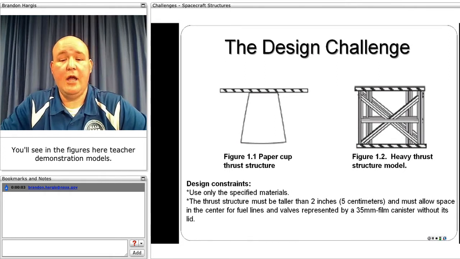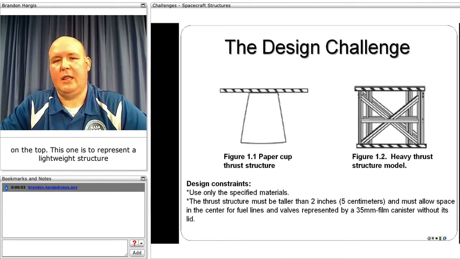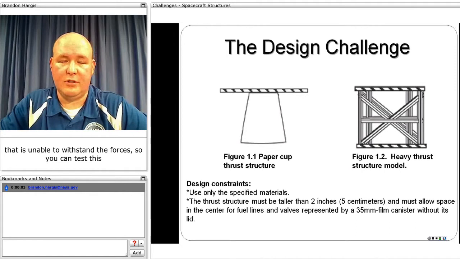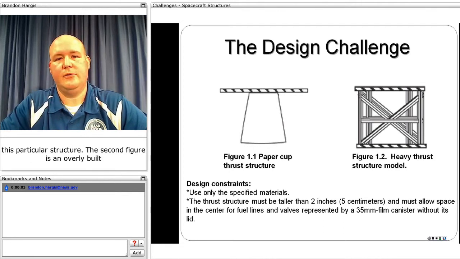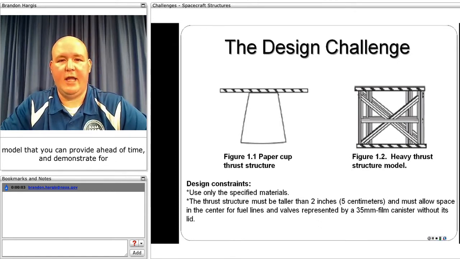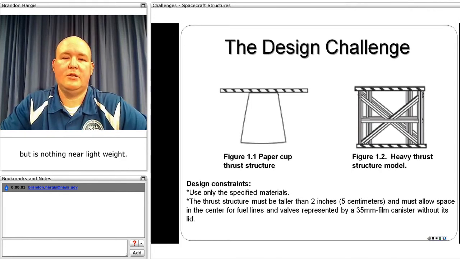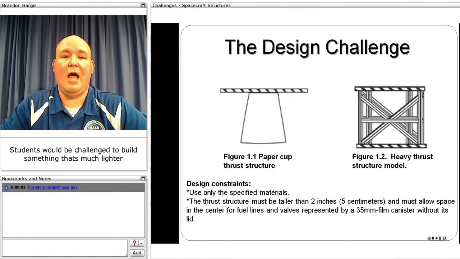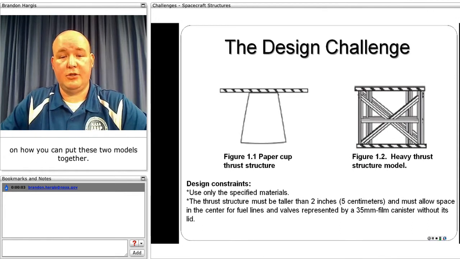You'll see in the figures here teacher demonstration models. The first is a paper cut model with a simple piece of cardboard on the top, and this one is to represent a lightweight structure that is unable to withstand the forces. So you can test this for them and show them the compressive force and how it destroys this particular structure. The second figure is an overly built model that you can provide ahead of time and demonstrate for the students, a model that can withstand the forces of launch but is nothing near lightweight. Students would be challenged to build something that's much lighter than what you have built for them. And there is information in the guide on how you can put these two models together.